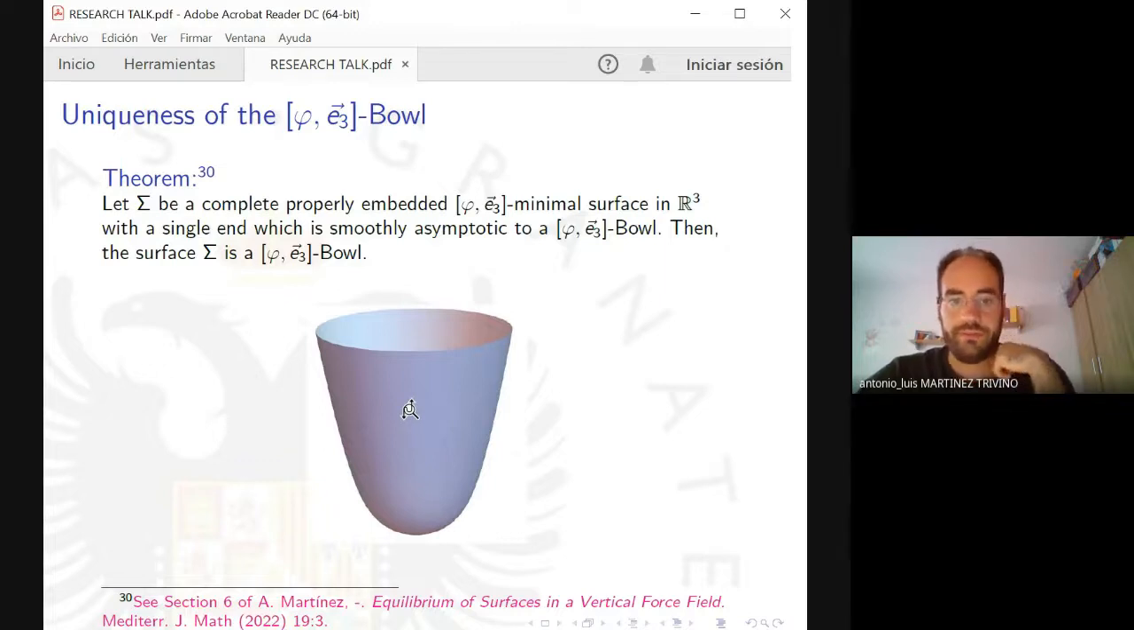Consequently, we obtain our uniqueness result. Namely, when sigma is a complete properly embedded phi3 minimal surface in R3 with a single end which is smoothly asymptotic to a phi3 ball, using the previous slides, we get that sigma is rotationally symmetric, and the result follows using the uniqueness of the phi3 balls. Okay.